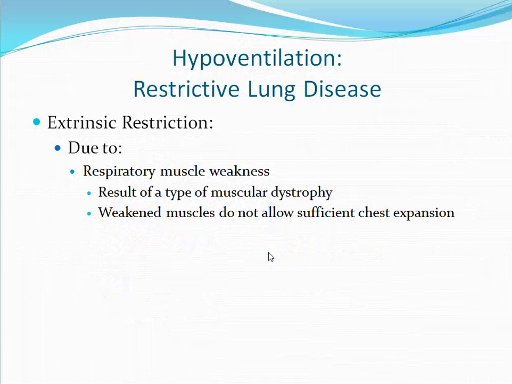Extrinsic restriction might also be due to respiratory muscle weakness. This usually is the result of a type of muscular dystrophy. The weakened muscles do not allow sufficient chest expansion.